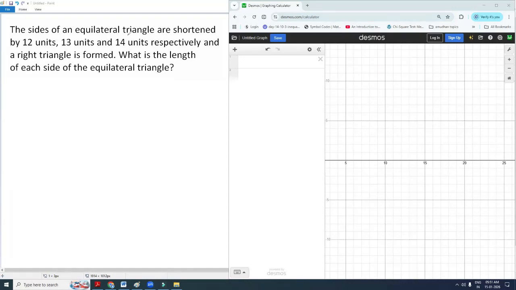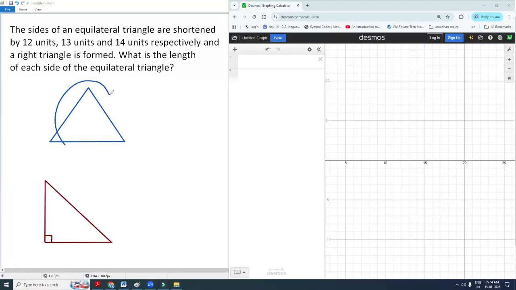The sides of an equilateral triangle are shortened by 12 units, 13 units and 14 units respectively, and a right triangle is formed. What is the length of each side of the equilateral triangle? Here we have an equilateral triangle.